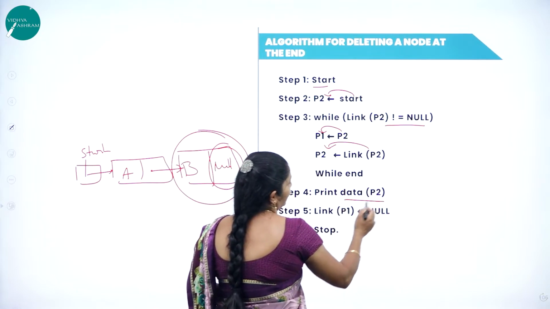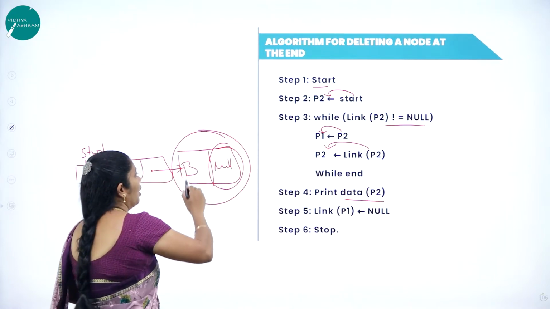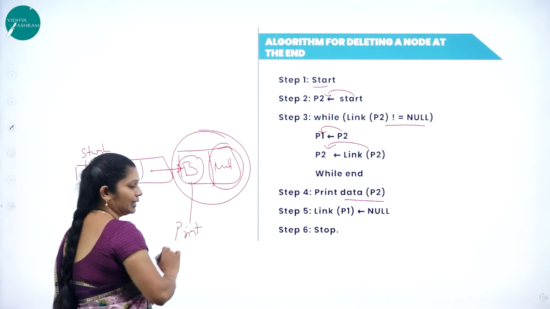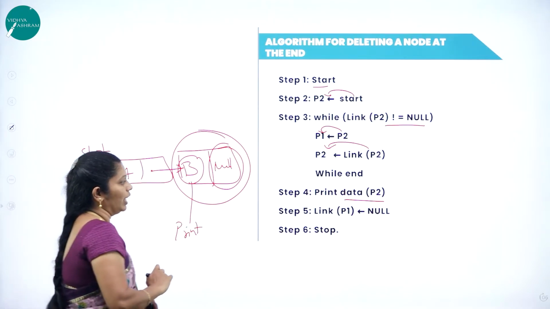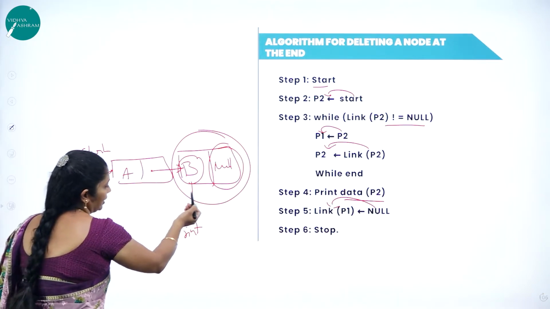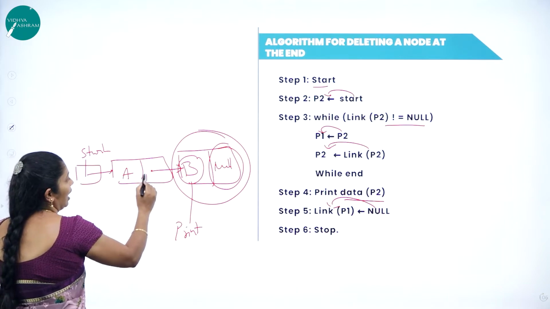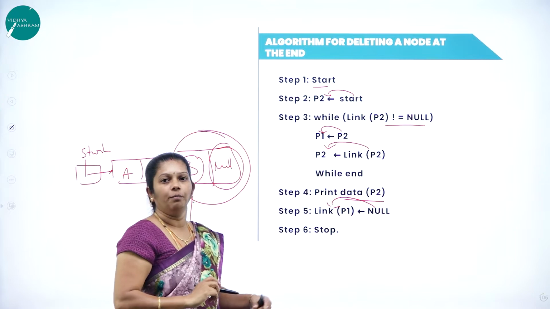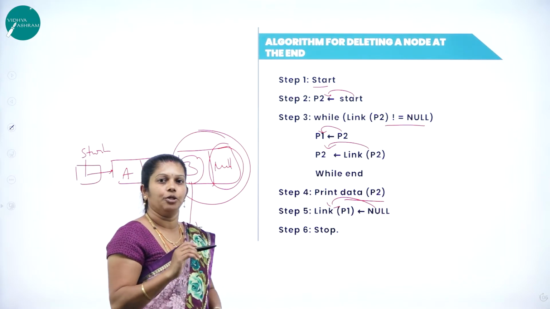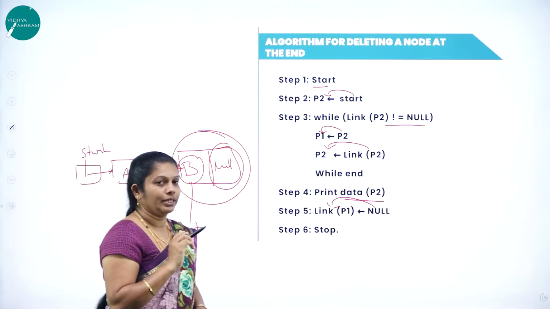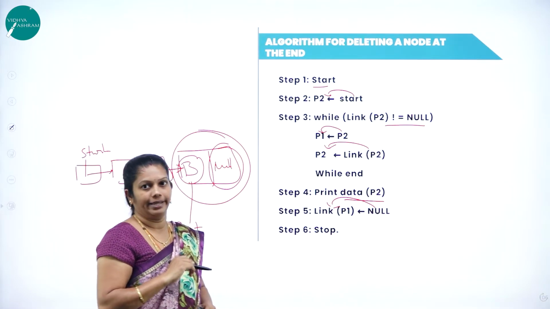Then print the data part of P2. Before deleting, print the value. Whichever value we have on that last node, print that value. Then assign null to P1. Here, this is P2. Now, this is P1. Assign null to the P1 node. Then stop processing. This is the algorithm to delete a node at the end of the linked list.